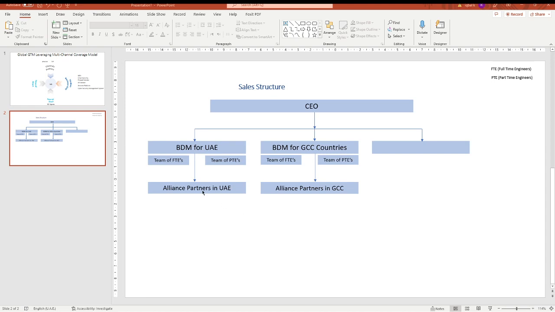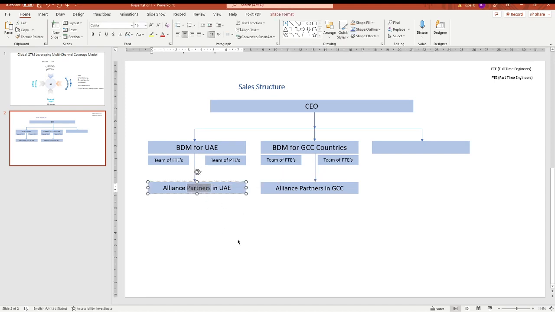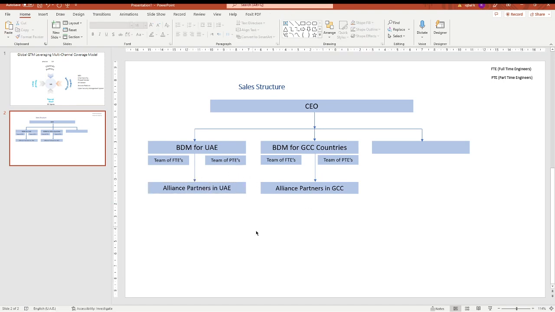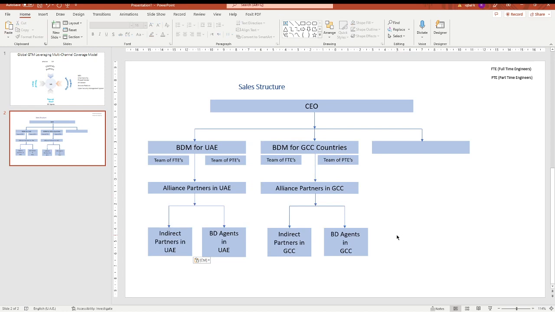You then have alliance partners, where you align yourself with a reseller arrangement or some of the service companies in the region. This could be the same for a country, a region, or a specific territory. Down the line, you have the indirect partners and the BD agents. Indirect partners are the partners you could follow up with. You could have direct reviews with them for the sales, quarterly, half yearly, or annually.